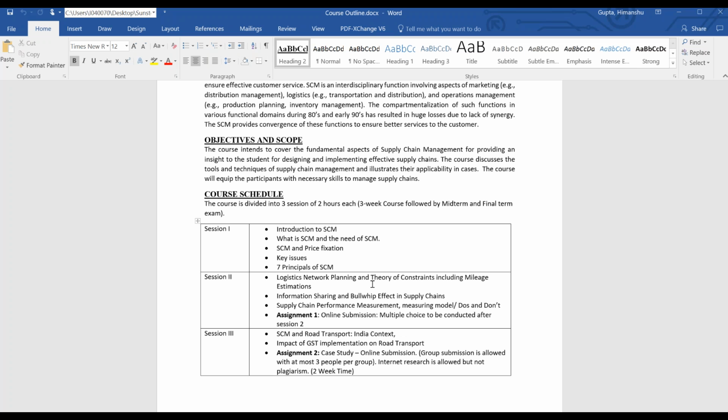Session 3 is more customized towards Indian context, why supply chain is important, and typically on road transport, which, apart from railways, is a major area of transport which India uses. GST, a lot of talk, a lot of articles are going in and around GST, and we will try to discuss what is the impact of GST, especially on road transport and given the supply chain management part. It will also have assignment 2, which you can submit once you are through with the course.